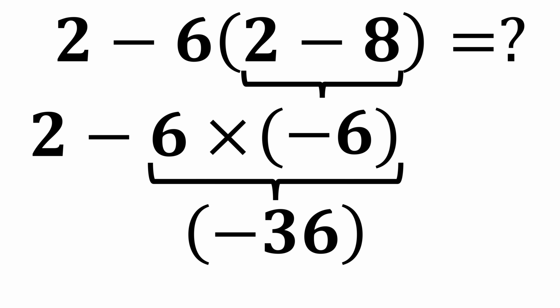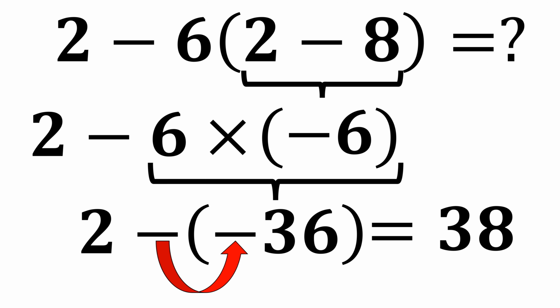6 times negative 6 is negative 36. Now, the expression is 2 minus negative 36. Since a negative times a negative becomes a positive, the final answer is positive 38.